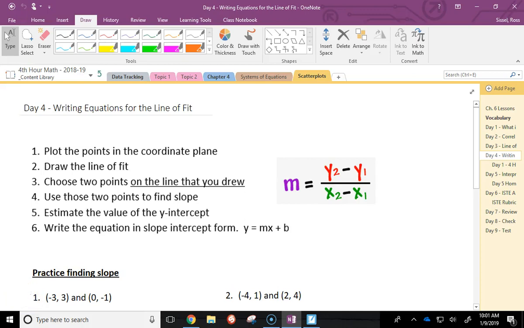Alright, we are on day 4, so make sure you have your foldable out. Even if you didn't have your homework done, you can continue to work with us because we're going to do all of it together today.